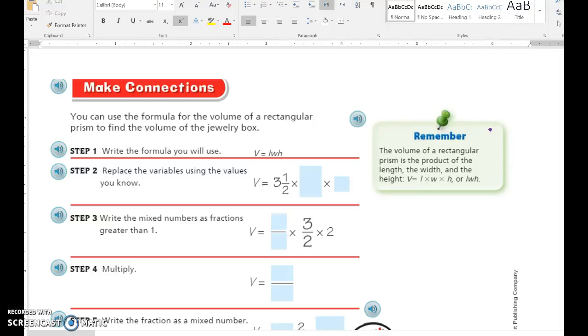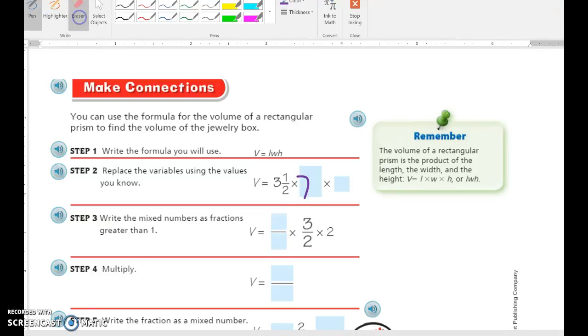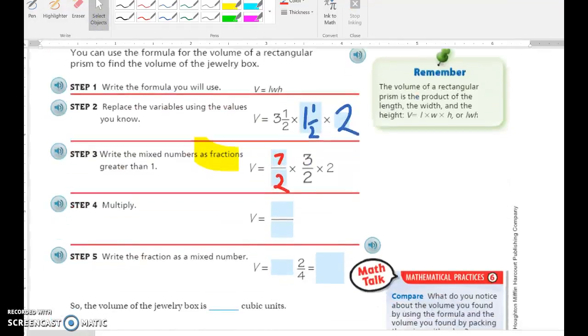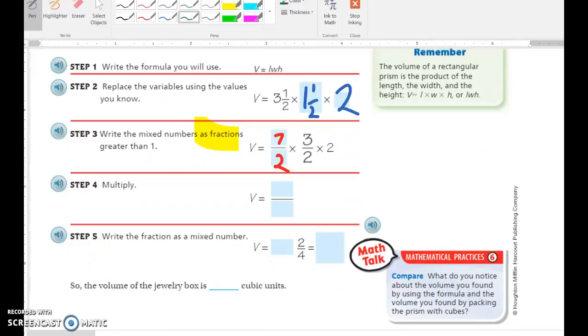So now we're going to do this with mixed numbers. So if we have, wait, I wrote the wrong number. If we have a width of 1.5 and we have a height of 2, well, we have to turn our mixed numbers into fractions. We remember that from earlier in the year. So that's 7 over 2 times 3 over 2 times 2, right? Then we multiply the top and the bottom, and we get 7 times 3 is 21 times 2 is 42. And then we have in our denominator 4.